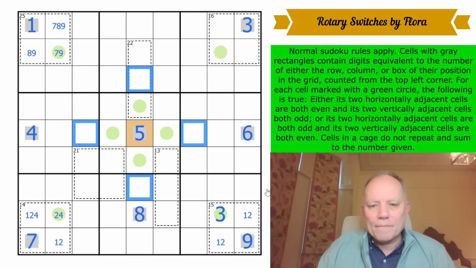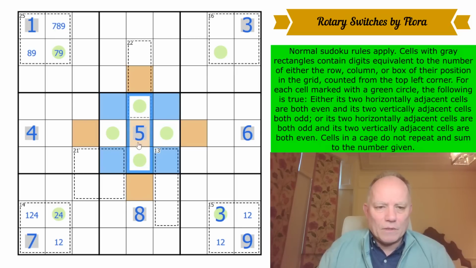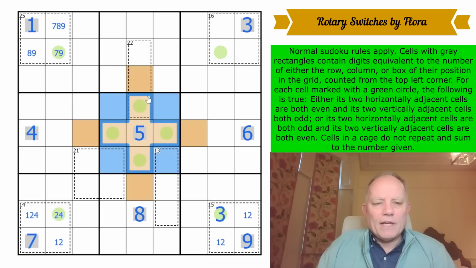Ah, I can't hit the right cells. There we go. Those are all odd. And that means these are all even for each of these green cells. That's proved. So that's the 4 evens in the central box. And these are all odd because we only have 4 evens in any row, column, or box. And now we have 5 odds in this row.